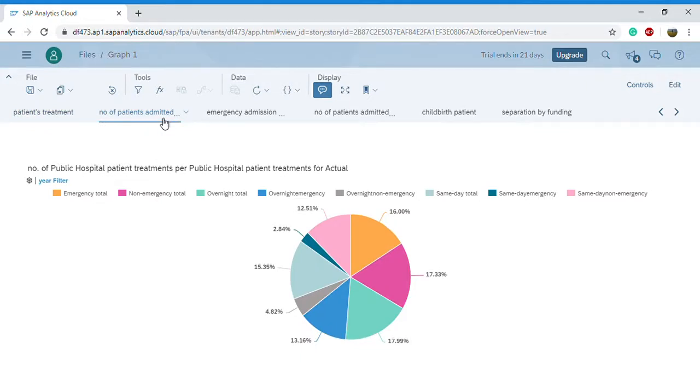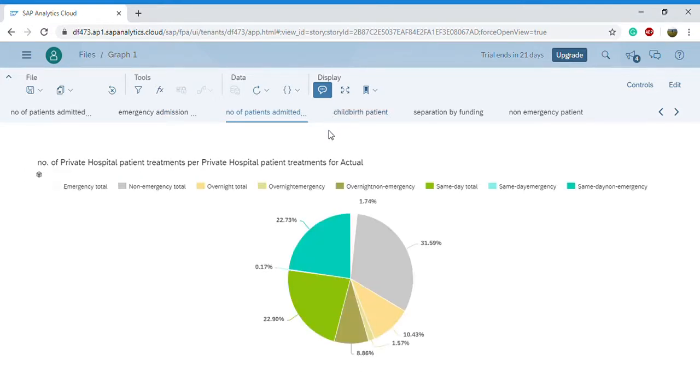This story highlights the number of patients admitted to a public hospital, distinguished by different colors for the admission type, like emergency, non-emergency, overnight emergency, etc. So let's take the next visualization. This visualization story is the same as the previous one, but the only difference is that it also highlights the number of patients admitted to private hospitals, distinguished by different colors for the admission type. The next visualizations will be explained by Shreya.